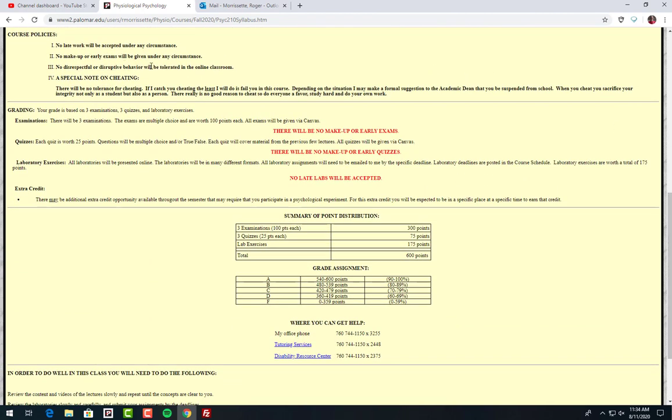Course policies. No late work will be accepted. No makeup or early exams. No disrespectful or disruptive behavior will be tolerated in the online classroom. Okay, I will have some discussion boards set up. You will be doing some group work. So let's try to be respectful to everyone and be decent. Okay, no cheating, please. Obviously, cheating is bad.